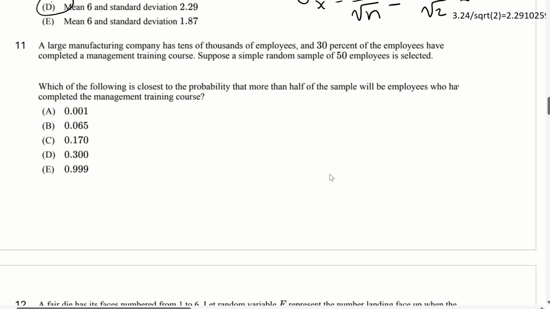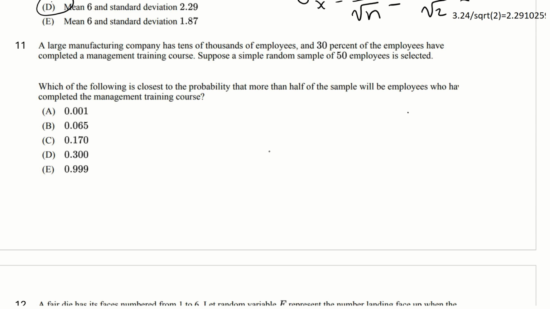All right, so number 11. A large manufacturing company has tens of thousands of employees, and 30% of the employees have completed a management training course. Suppose a simple random sample of 50 employees is selected. Which of the following is closest to the probability that more than half of the sample will be employees who have completed the management training course?